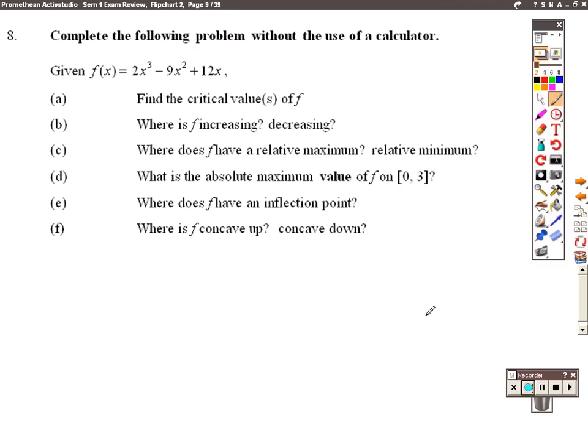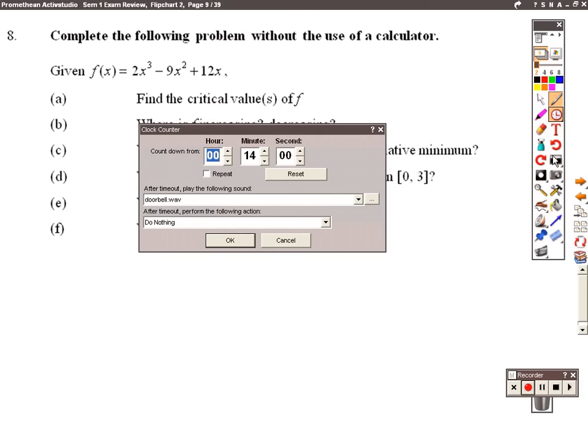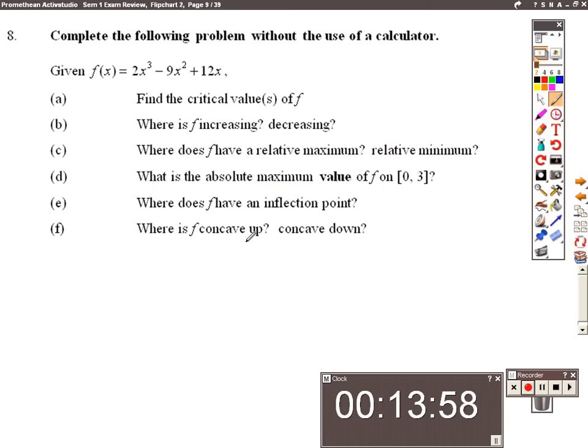Alright, this is exam video number 4, and we're starting with problem number 8. This should be pretty familiar because it's recent material. We have a cubic function, and they ask us to find the critical values of f.